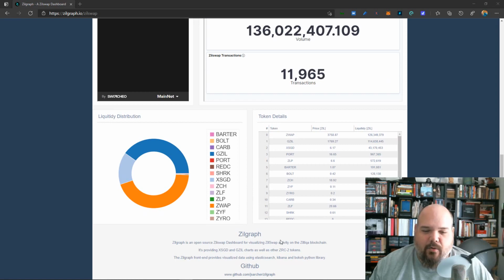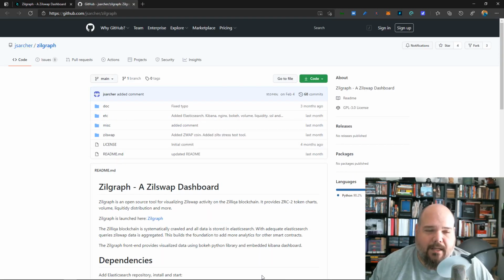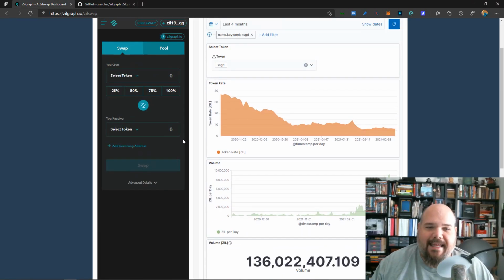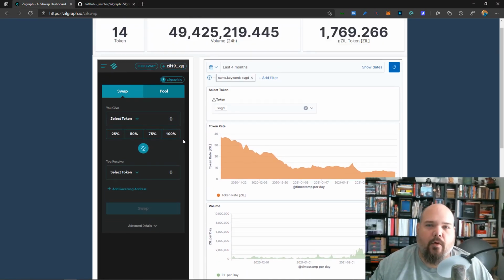It's designed by Julian Sarcher. We've talked about Julian before. We've taken a look at his GitHub repository. We've talked about Julian and some of the zip proposals that have gone through with GZil governance. We've seen him over on Twitter in previous videos. So Julian has created ZilGraph, and back to that purpose, this is to help you make more informed decisions and more informed trades on ZilSwap.